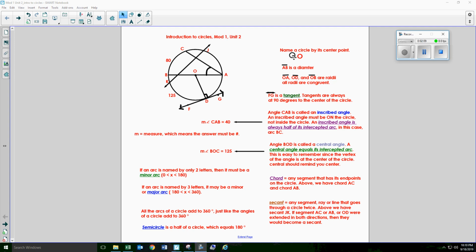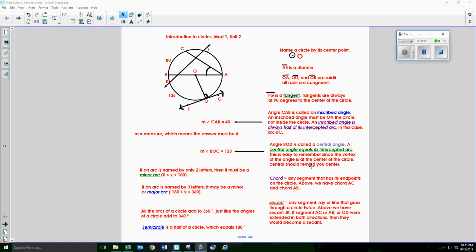This is the circle symbol. That little dot would be right in the middle. If I could move it, I'd move it. And then circle O is the name of that there. AB, you should know, is a diameter. Diameter has to go through the center of the circle. And we should all know that segments OA, OB, and OD are called radii, plural of radius. And you should know that all radii are congruent. So if I didn't have all these other pieces on there, I could put a single hash mark here, a single hash mark here, and a single hash mark here, showing that all radii are congruent.